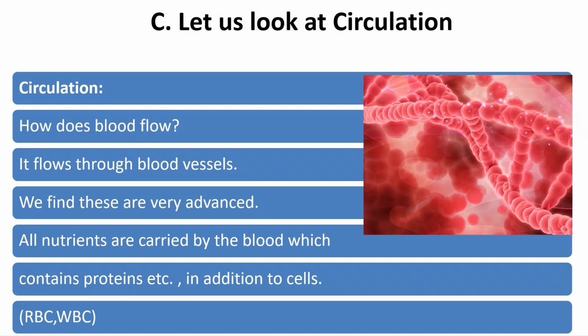Let us look at circulation. This is how blood flows. It flows through blood vessels. You find these are very advanced. All nutrients are carried by the blood, which contains proteins, etc., in addition to cells. That is the WBC and the RBC.